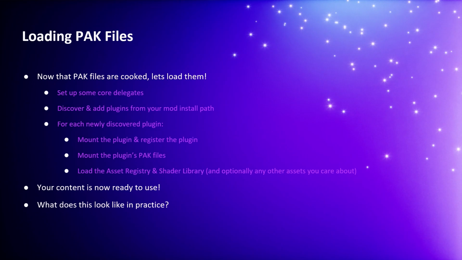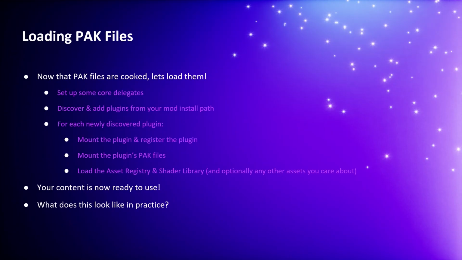We need to discover and add plugins from the location that we've downloaded and installed our mods to. For each plugin that we've discovered inside that path, we want to mount and register it, mount that plugin's pack files, and then load the asset registry, shader library, and any other assets that you care about, such as that UGC metadata asset I mentioned before. And then your content will be ready to use.